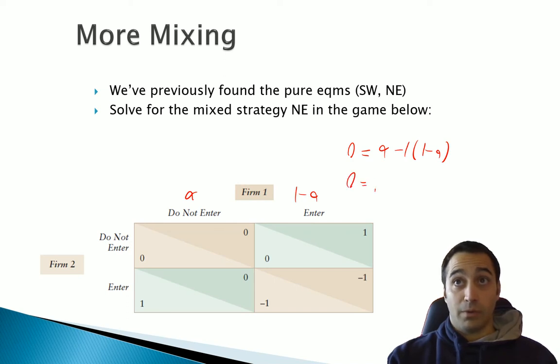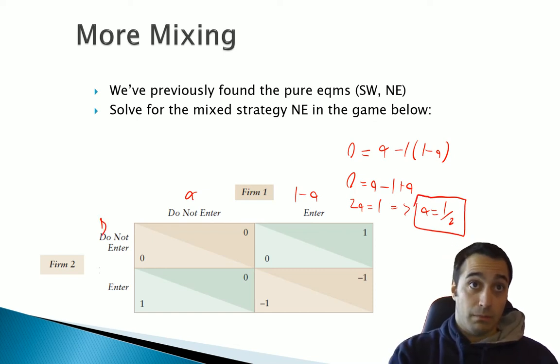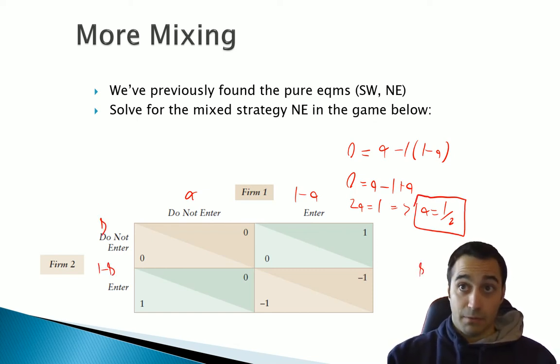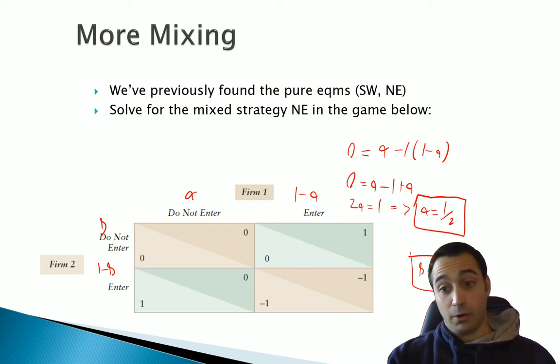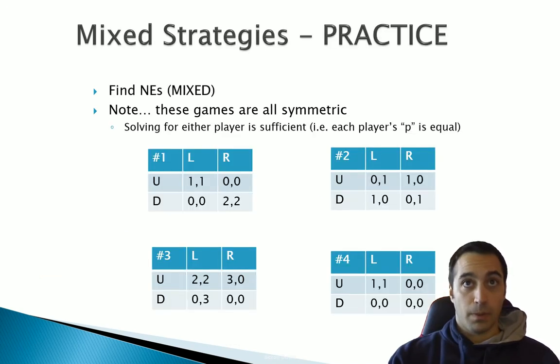Therefore, 0 equals alpha minus 1 plus alpha. Therefore, 2 alpha equals 1. Therefore, alpha equals 1/2. By symmetry, we know that beta equals 1/2. Therefore, if firm 1 and firm 2 each enter, and thus also do not enter, 1/2 of the time, neither will care what the other one does, and we have a mixed strategy Nash equilibrium.